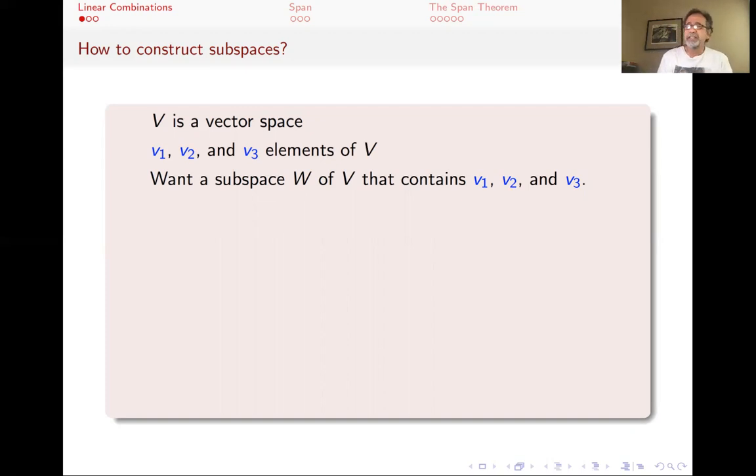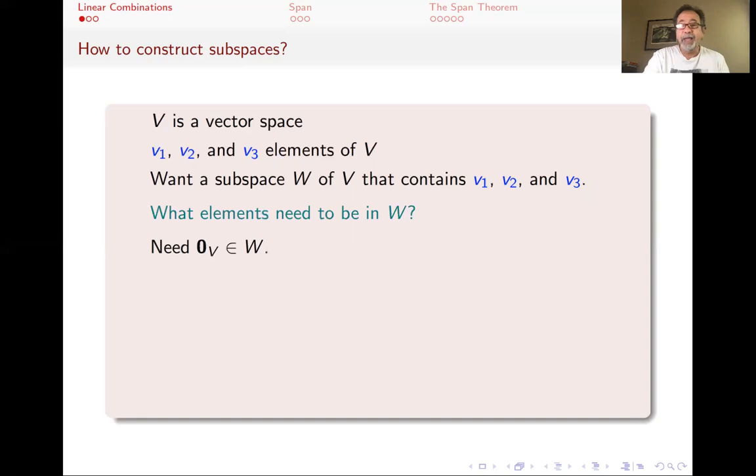Constructing subspaces is important because the way we like to understand vector spaces is by their substructures, by their subspaces, and the way they fit together. So how would you do that? Well, first of all, you want to ask what elements need to be in this subspace, which we are calling W. W is the subspace that you're going to construct that is going to include v1, v2, and v3, and possibly other vectors. Well, for one thing, it will have to include the zero vector. Every subspace will have the zero vector.